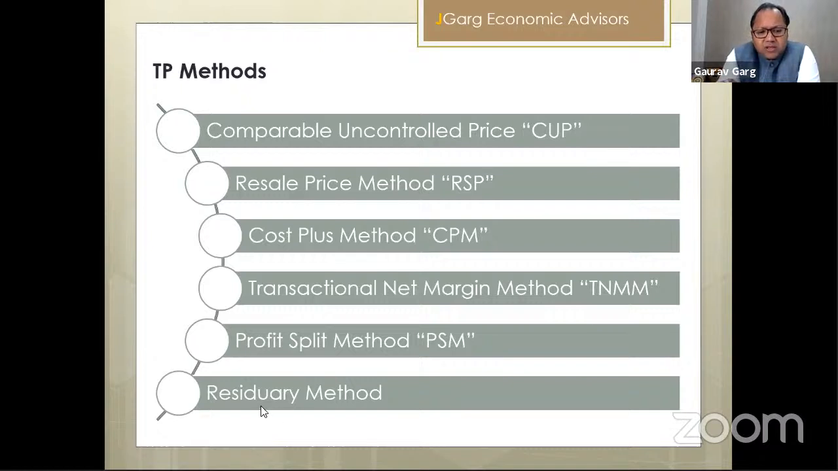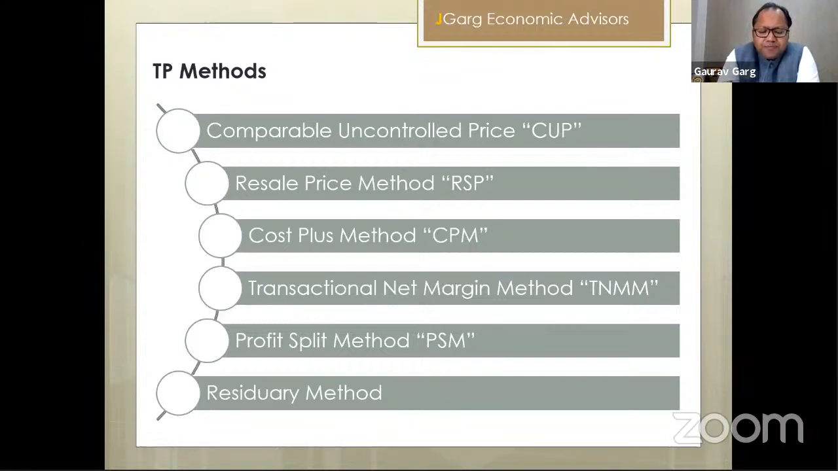Then the last method is the residuary method. It is the recently added method in the OECD list. Wherein we are not able to apply any of the five methods, we apply the residuary method. It gives flexibility to the tax authority and the taxpayers to benchmark the transaction using some formula or some valuation technique, because there are some transactions for which you may not be able to find a comparable.